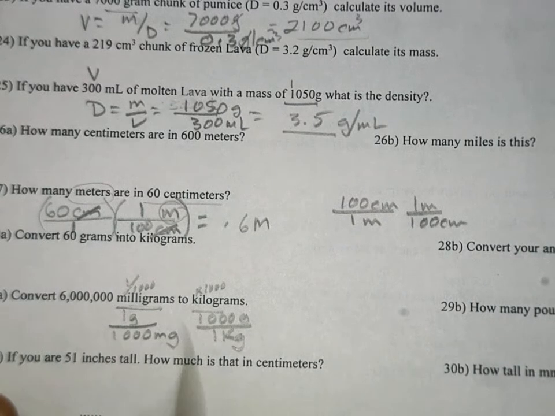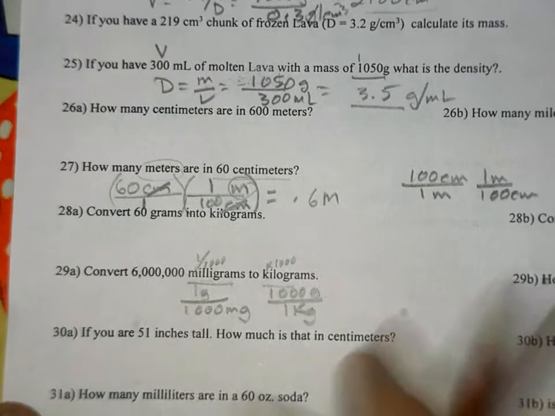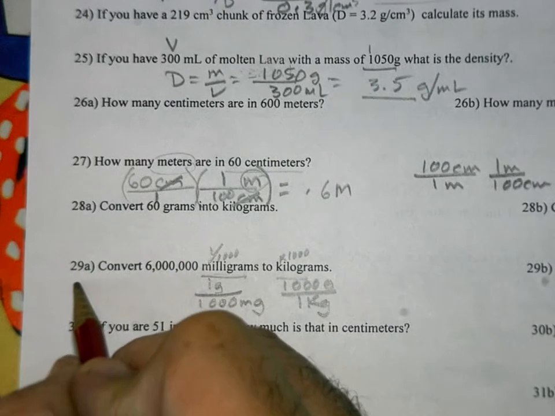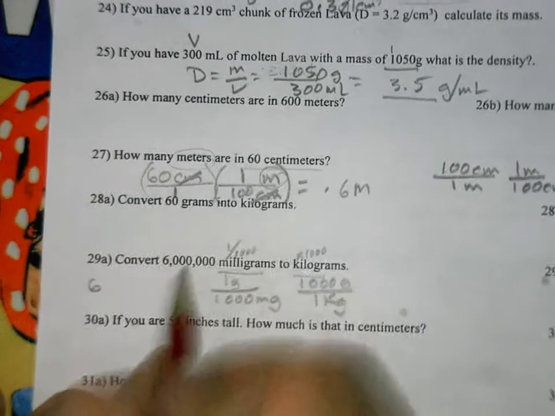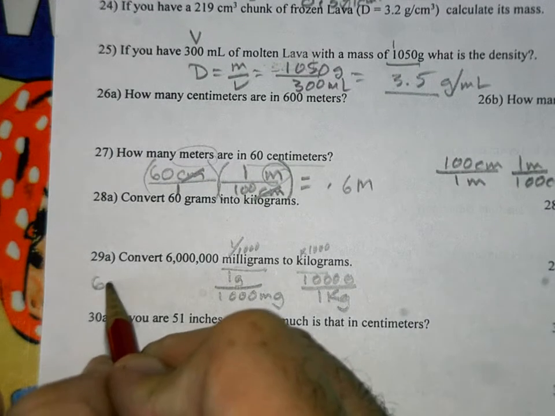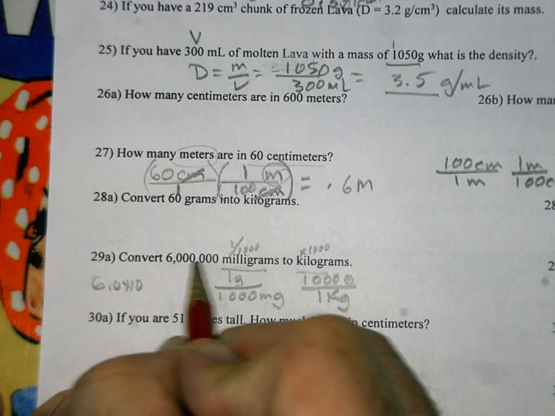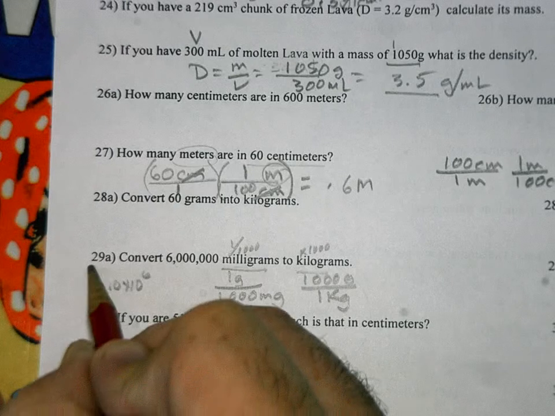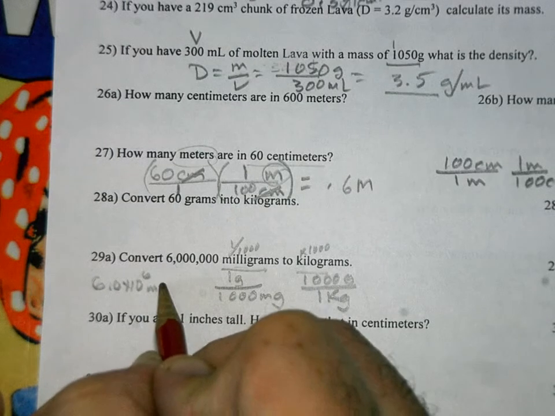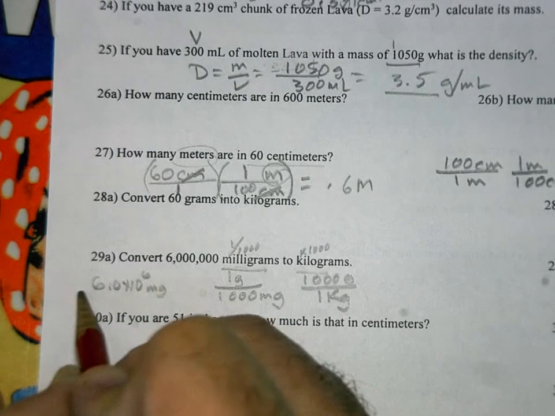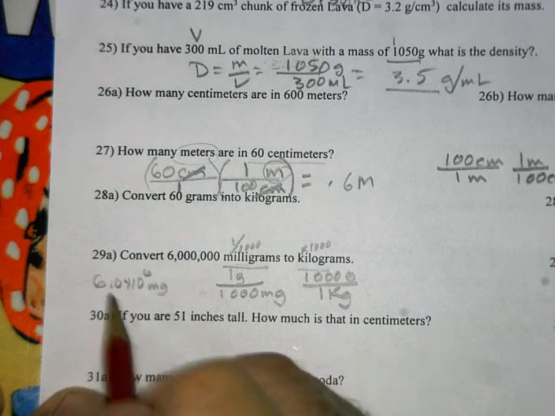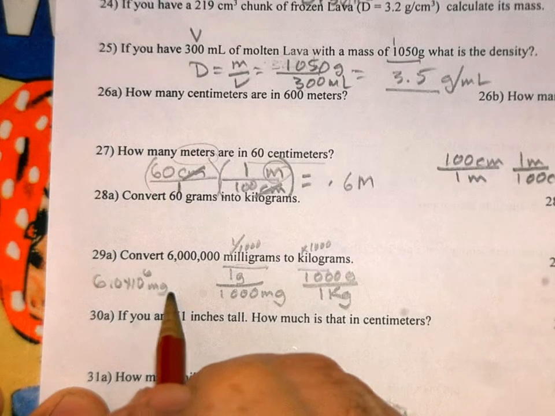So this is going to be a two-step conversion. You know what? I'm going to do this in scientific notation. I'm just going to put 6.0 times 10 to the 6, 1, 2, 3, 4, 5, 6. That's my given milligrams, mg. And I'm going to multiply that by, let's see, I want to get milligrams to grams.